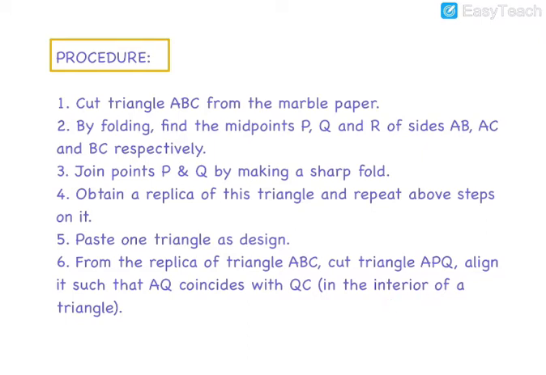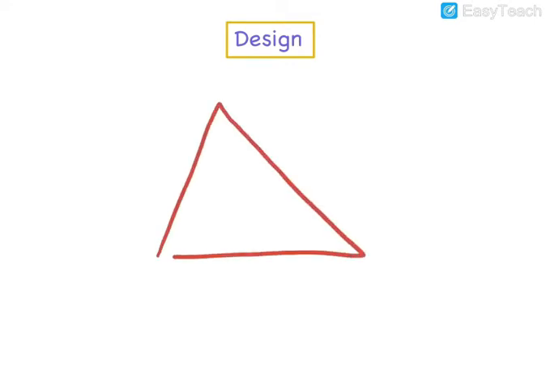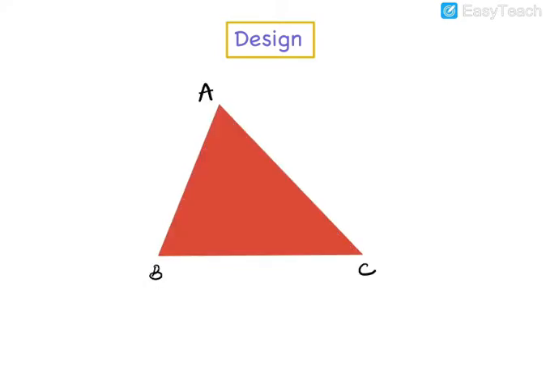Now let's perform this activity by following these steps. The first step is to obtain a triangle ABC using a colored marble paper. Now obtain the midpoints of sides AB, BC and CA by pinch folding. That means fold along AB such that vertex A coincides with B. Now pinch on the fold obtained on side AB to create a very small crease. Using this crease, mark the midpoint of AB.